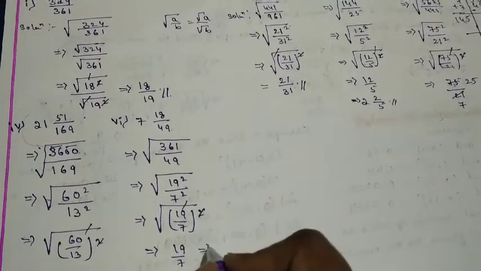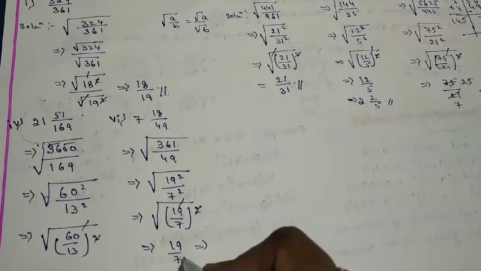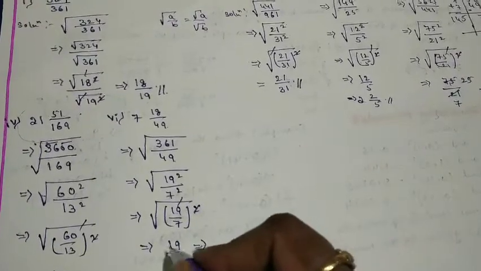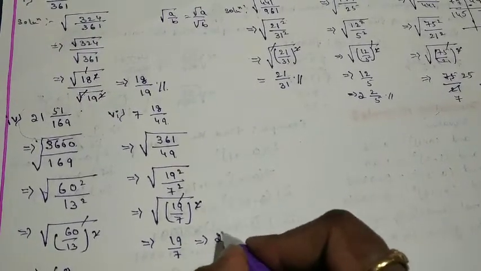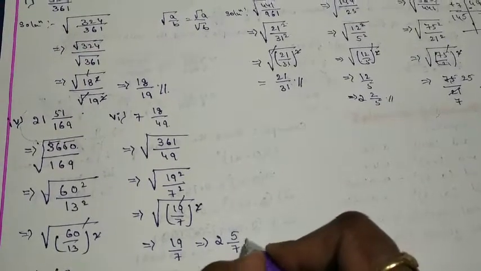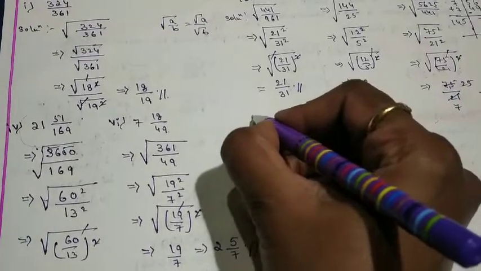19 by 7 I can convert into a mixed fraction. 7 ones are 7, 7 twos are 14, 7 threes are 21. It becomes greater, so 7 twos are 14. Then 19 minus 14 is 5 divided by 7. That is 2 and 5 by 7 is the answer. Now let me move to the seventh question.